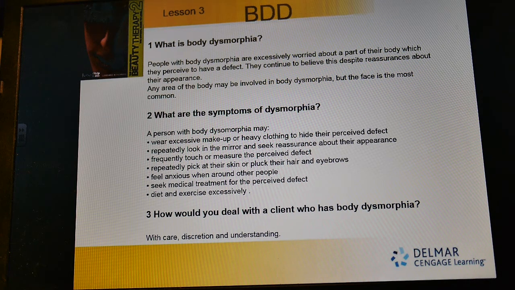Some of the key things to look out for, which may distinguish that someone has body dysmorphia, and it doesn't mean they have it if you do any of these things, but if you do most of these things all the time, it's worth maybe going to your GP to speak to them. First, they wear excessive amounts of makeup or heavy clothing to hide their perceived defect. They may repeatedly look in the mirror and seek reassurance about their appearance. They frequently touch or measure the perceived defect.